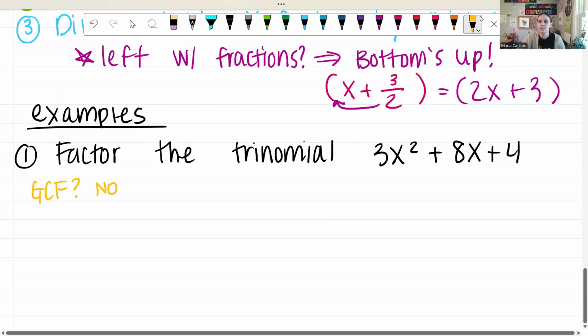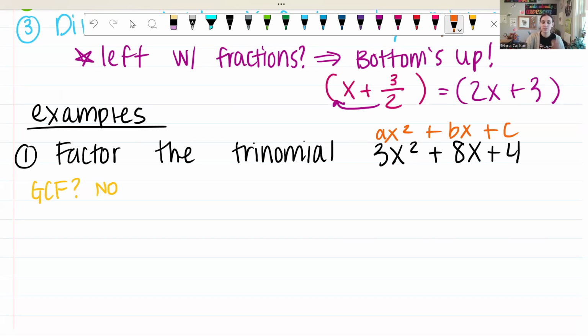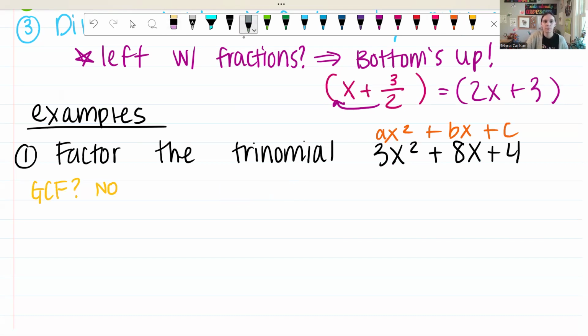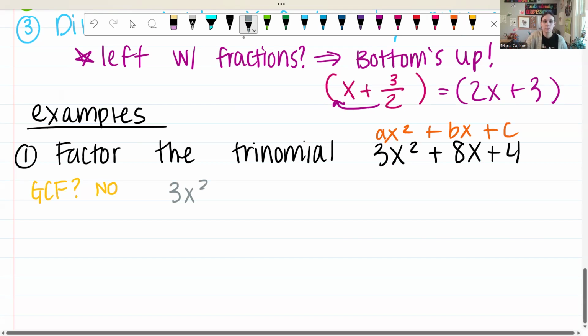Now this is a trinomial, right? So this is an ax squared plus bx plus c. It's a quadratic trinomial, and we have an a value. So since a is not equal to 1, I'm going to have to slip, slide, and divide. So I'm going to write the trinomial right here, 3x squared plus 8x plus 4.